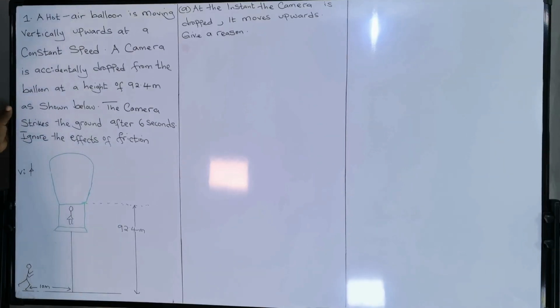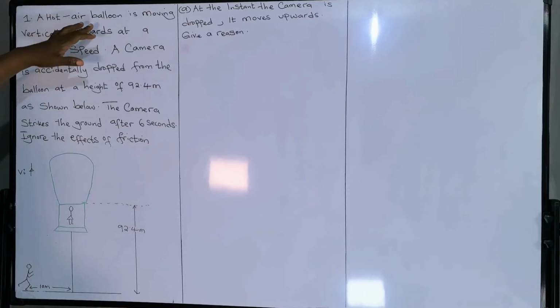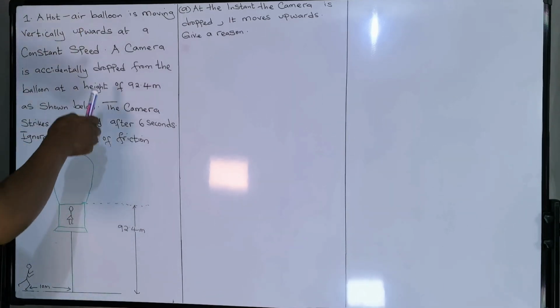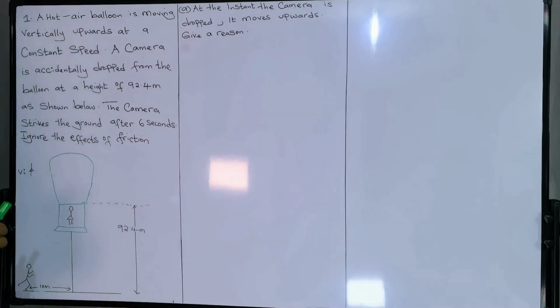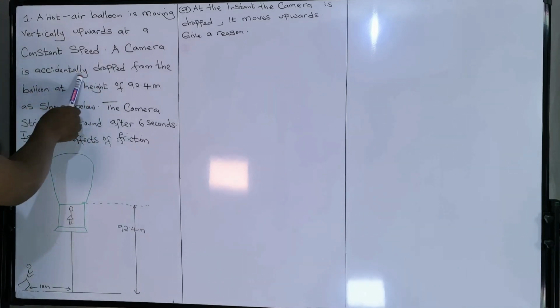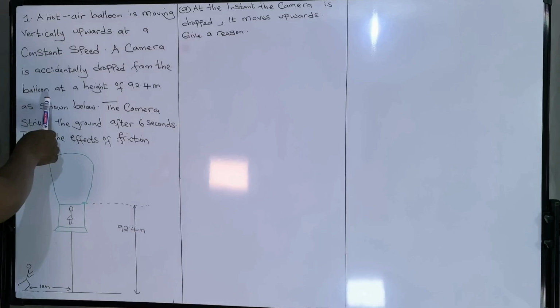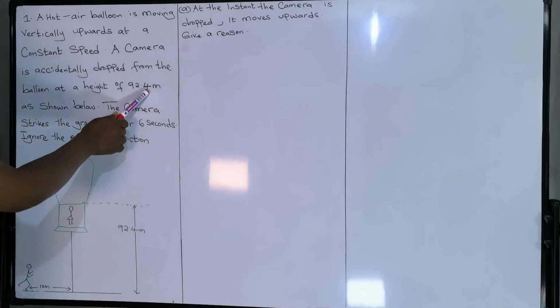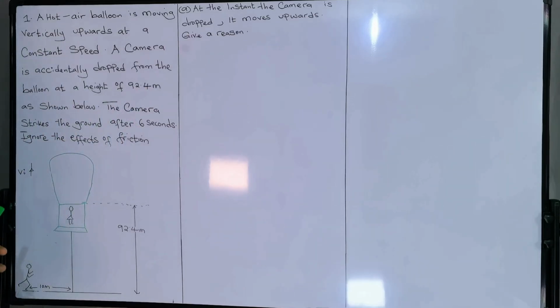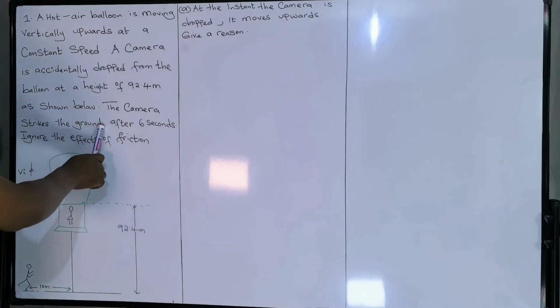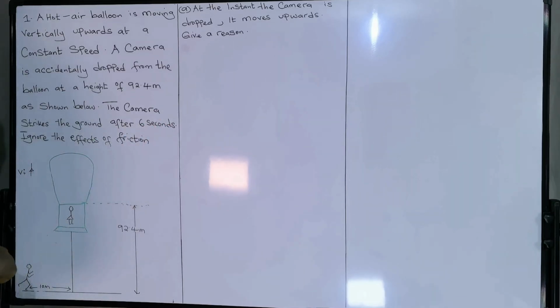Today we are looking at this question. It comes from Projectile. The question reads that a hot air balloon is moving vertically at constant speed. A camera is accidentally dropped from the balloon at a height of 92.4 meters, as shown below. The camera strikes the ground after 6 seconds. They say ignore effects of friction.